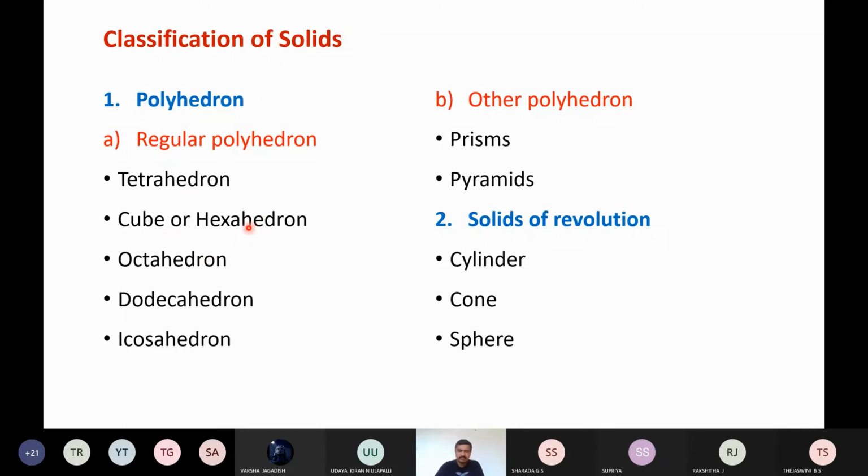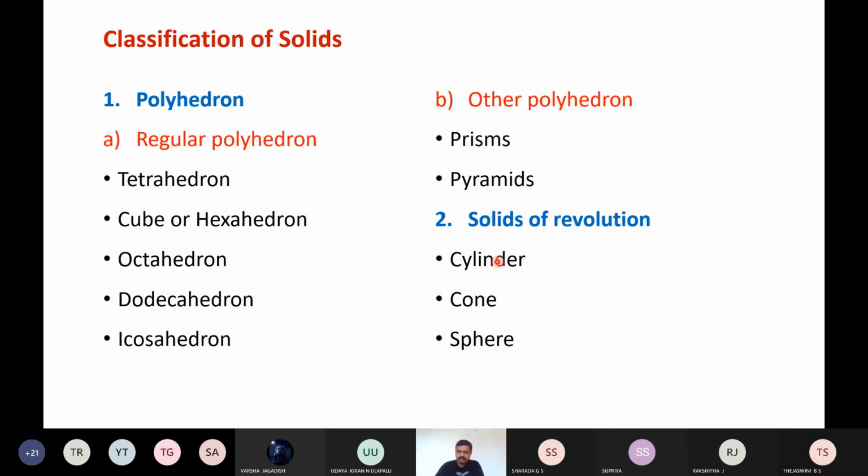Next, cube or hexahedron. In case of cube, there are 6 similar faces and they are square in shape. Next, octahedron means 8. Dodecahedron means 12. Icosahedron means 20. But in this course, we are going to consider only 2 regular polyhedrons, tetrahedron and hexahedron or cube. And in case of other polyhedrons, we are going to consider prisms and pyramids. In today's class, we are going to discuss pyramids.